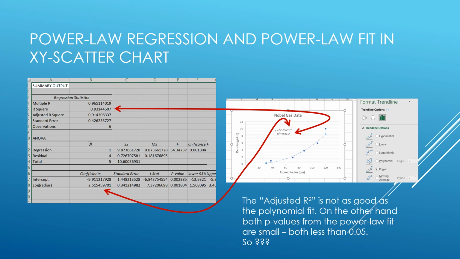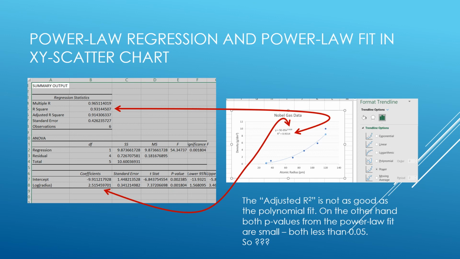Here we see the output of the power law regression analysis and compare it to the power law fit in the XY scatter chart. We see that it gives us the r squared and the power quite easily. The coefficients are related, but in a more complicated way. The adjusted R² is not as good as the polynomial fit. On the other hand, the power law fit has much better p-values than did the polynomial, suggesting that both parameters here meet the less than 0.05 criterion.